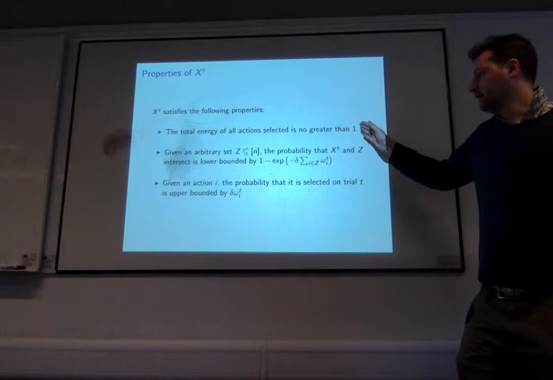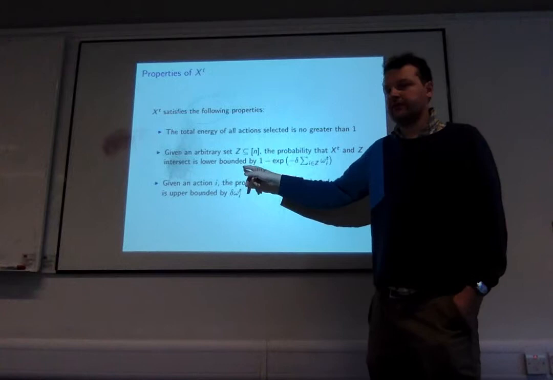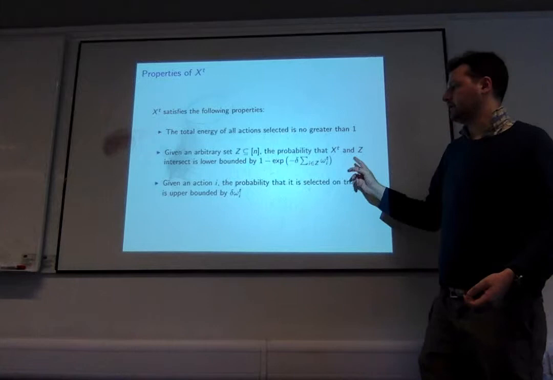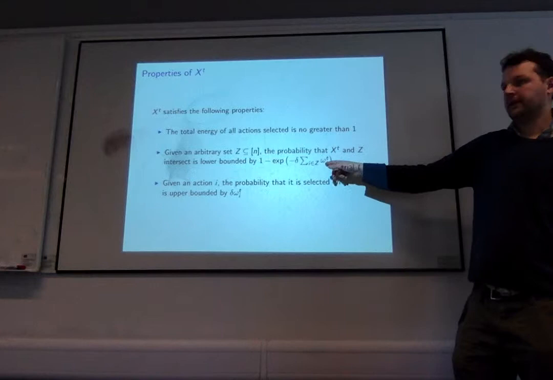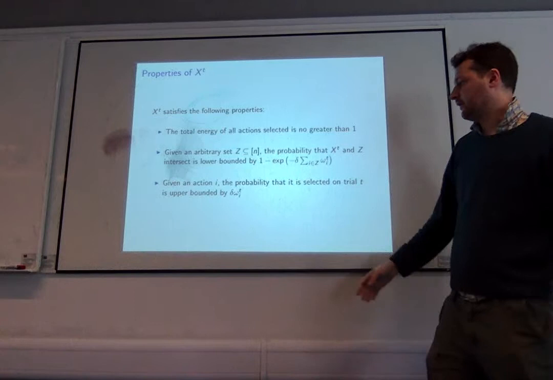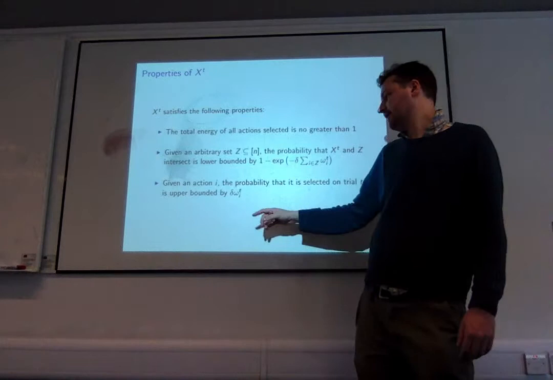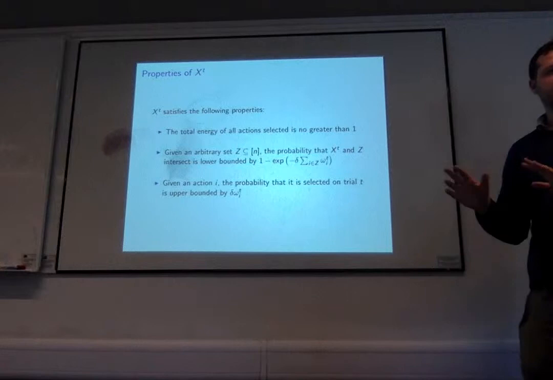And then we have two other properties. If I give you an arbitrary set of servers, then the probability that your service intersects with the arbitrary set is lower bounded by this function here, in terms of the omegas. And one more crucial thing: if I give you a server i, the probability that it's selected on trial t is upper bounded by this. So these three properties, I'm not going to go into how the algorithm works, but they are essentially what is proven in the algorithm.